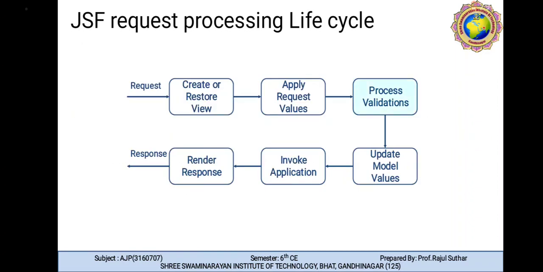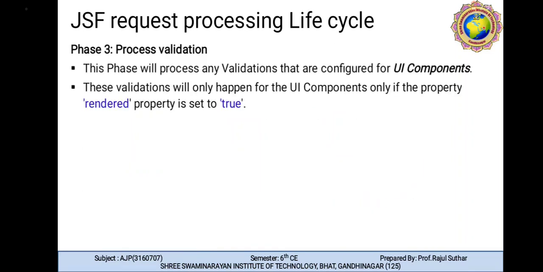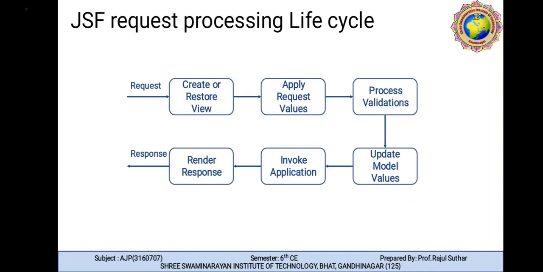Then in the third step, process validation. During this phase, the JavaServer Faces implementation processes all validators registered on components. It examines the component attributes that specify the rules for validation and compares the rules to the local value stored for the component. What is the local value? If the local value is invalid, the JavaServer Faces implementation adds an error message. So this is the description for process validation.